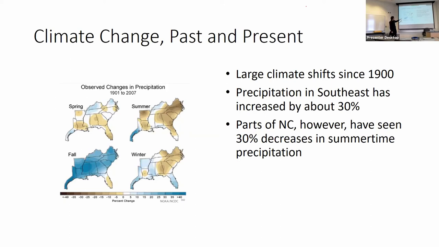In general, the Southeast has gotten a lot wetter. Precipitation has increased by about 30%. But parts of North Carolina, as you can see in this chart for the summer, have seen decreases in precipitation by up to 30%. This is really interesting when it comes to growing something: on average we're getting wetter, but during the summer, which is when things grow, we're getting drier. And so this is going to affect crop yield. It's going to matter how the averages are changing, and also how the timing of dry spells is changing.